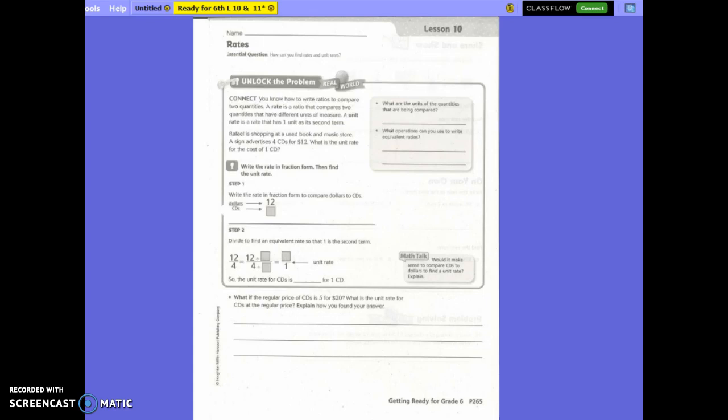Raphael is shopping at a used bookstore and music store. A sign advertises 4 CDs for $12. What is the unit rate for the cost of 1 CD? Let's look at the little gray box up to the top. It says, what are the units of the quantities that are being compared? We're comparing dollars to CDs.